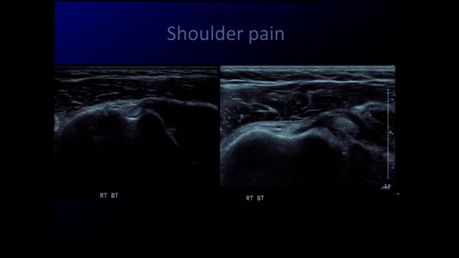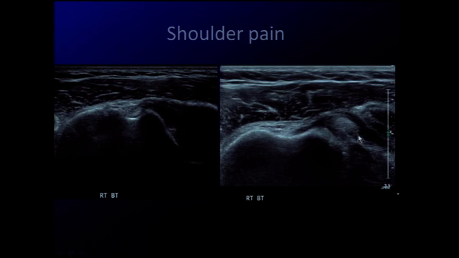Now this patient presents with shoulder pain, especially with external rotation. And I'm comparing a normal biceps tendon. Here you see the normal tendon sitting in the bicipital groove. And in this case, we're looking at the tendon which is no longer sitting within the groove, but rather displaced medially, which is the most common location for biceps tendon subluxation or dislocation.